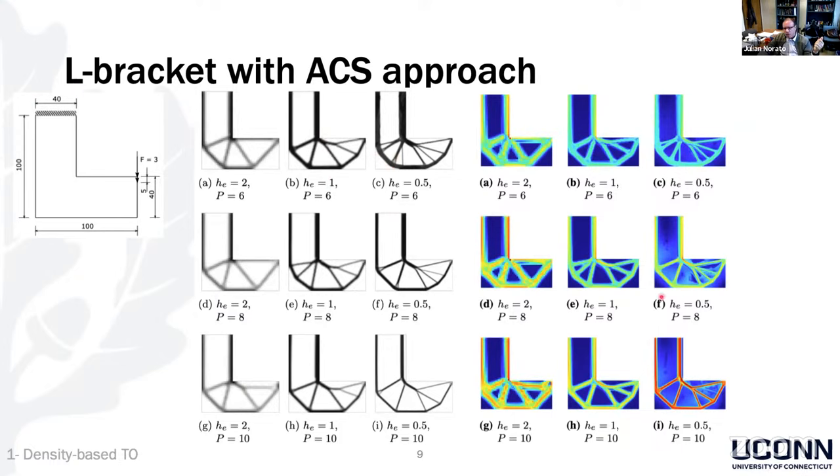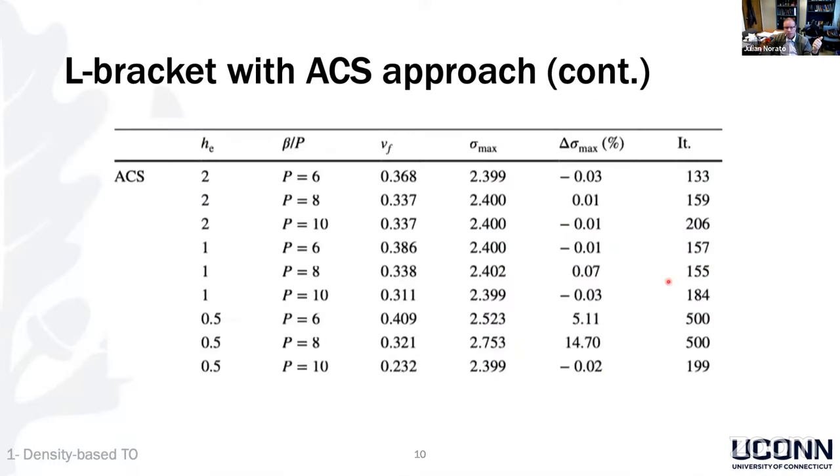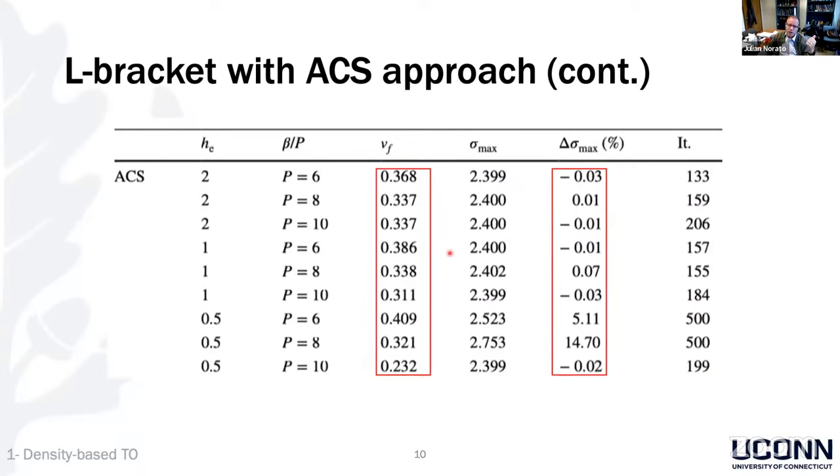And also, we do not always get a fully stressed design, definitely not as uniformly as we did for the maximum rectifier function approach. But also, and very interestingly, and this is something we did not expect, for the adaptive constraint scaling approach, the volume fraction is in general higher and in some cases much higher than in the maximum rectifier function approach. So the ACS approach is very effective in having a tight constraint, but that comes at the expense of not necessarily having a very good design.